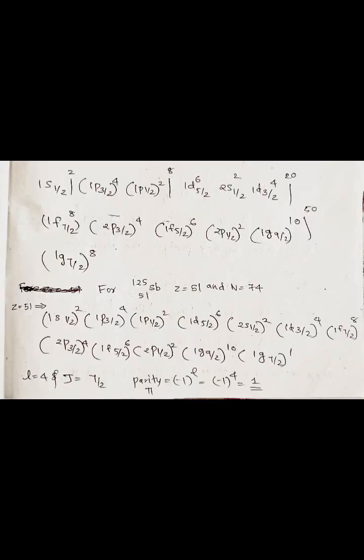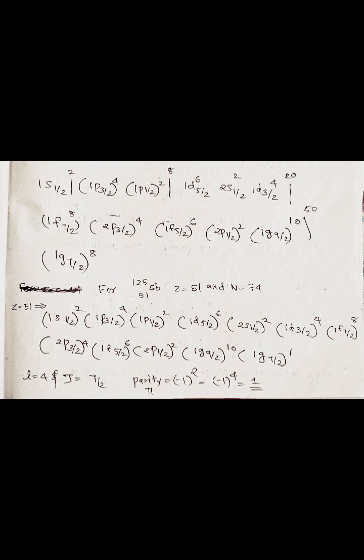The next question is, according to the shell model, the parity and the spin of the two nuclei 51Sb125 and 38Sr89 are respectively. So the sequence of energy levels in order is 1s 1/2, 2; 1p 3/2, 4; 1p 1/2, 2; 1d 5/2, 6; 2s 1/2, 2; 1d 3/2, 4; 1f 7/2, 8; 2p 3/2, 4; 1f 5/2, 6; 2p 1/2, 2; 1g 9/2, 10; 1g 7/2, 8.